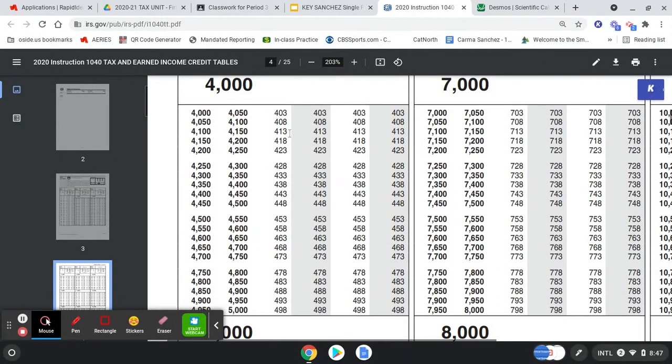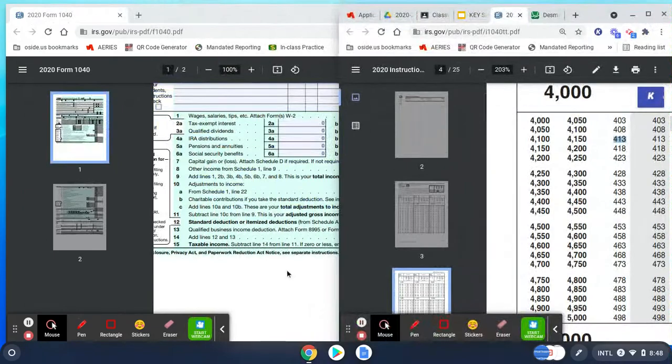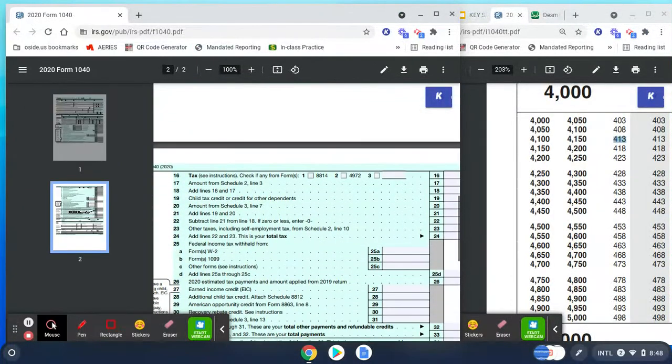Do you see that the tax amount is going to be right here? $413. I'm following the single column down. I'm looking at the in-between income right there of $4,125. So $413 is my tax amount. And that's what starts this page 2.